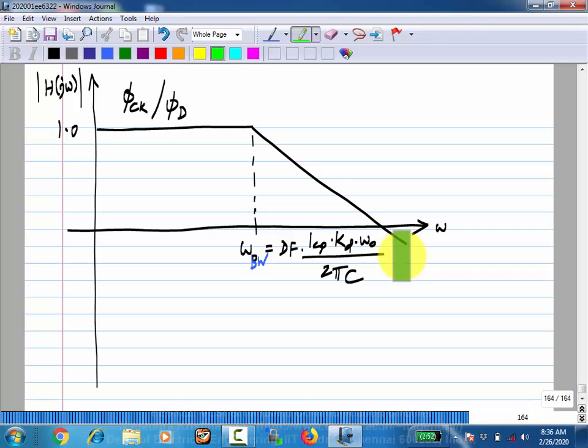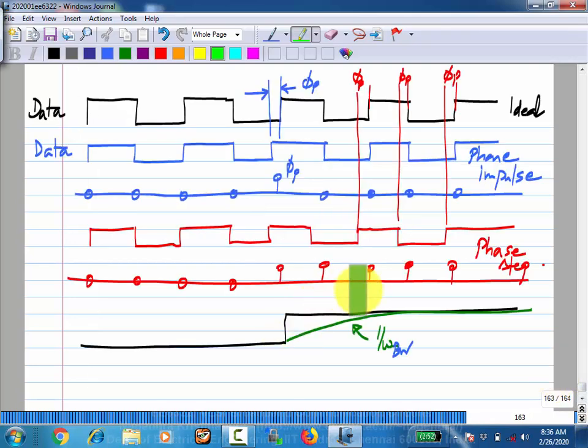Similarly, if ICP is higher, that means that at every transition you push a lot more current, and you push it by a lot more. The same thing goes for this KD, the gain of the delay. That is, for every unit change in control voltage, the delay changes by a lot. So the correction applied is a lot, and this exponential here will build up more rapidly. So those things also make sense.